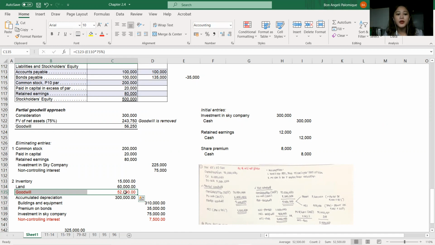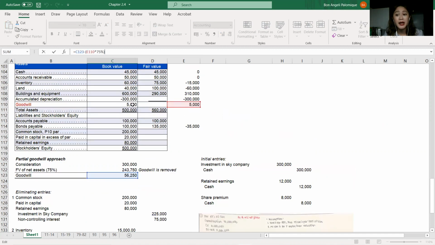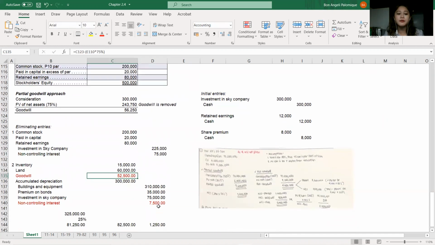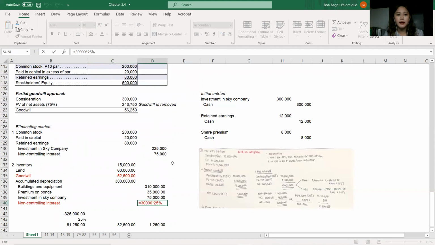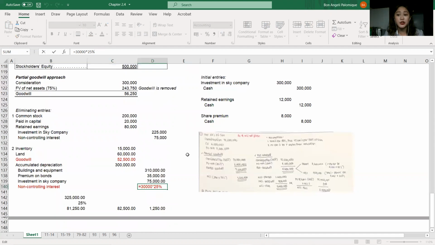Okay. So, magkano yung computation ng goodwill dito? Kung kanina, ginagawa natin is 56,250 agad. Ngayon, 56,250 minus ito, yung 5,000. Kasi di ba nga meron tayong goodwill na tinatanggal. Pero 75% lang. So, 52,500. So, NCI naman natin, yung 30,000, actually same pala to, yung 30,000, yung over-under valuation times 25%.